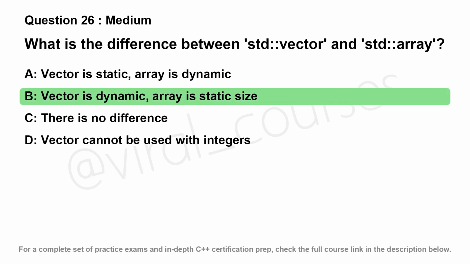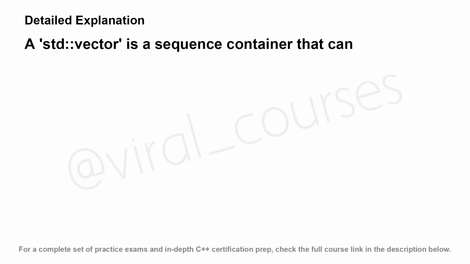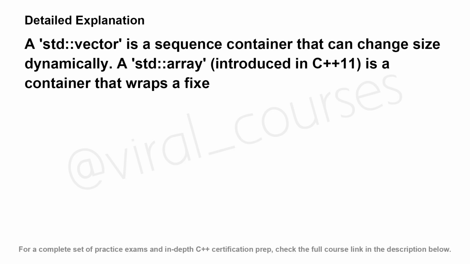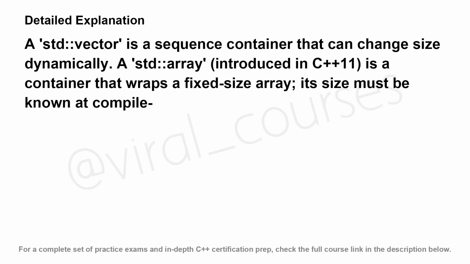The correct answer is B. A std::vector is a sequence container that can change size dynamically. A std::array, introduced in C++11, is a container that wraps a fixed size array. Its size must be known at compile time and cannot change.